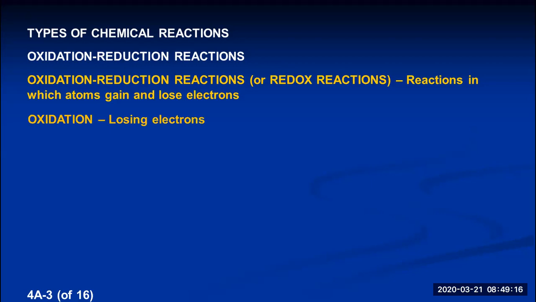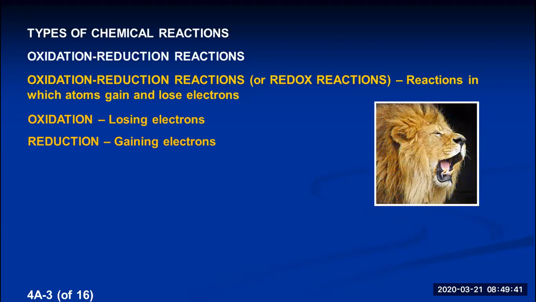The reason it's called oxidation-reduction is that the term oxidation means something is losing electrons, and the term reduction means something is gaining electrons. So there are some chemical reactions where one element loses electrons, undergoes oxidation, and another element gains those electrons and is therefore undergoing reduction. These two processes have to happen in tandem.